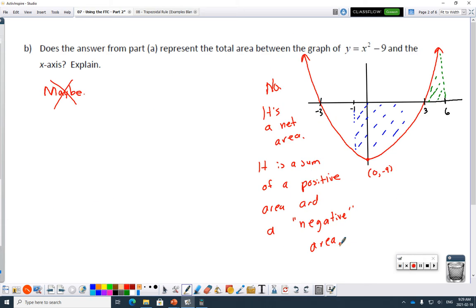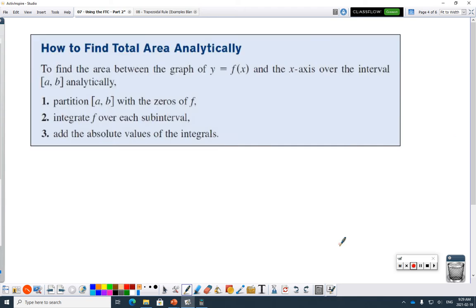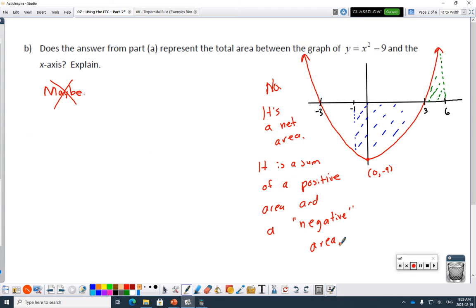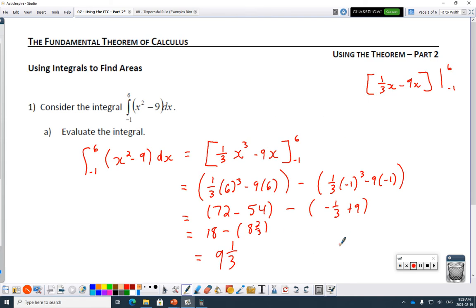Yes, it's a negative area. It's an area whose calculation resulted in a negative sign. Then I did another area calculation from 3 to 6, and I got positive 36, which is what I would expect, positive type areas. And if I add those two areas together, 36 and negative 26 2/3, and for you physics people, some positive work with some negative work, of course, I would end up with a sum total of less work, 9 1/3.